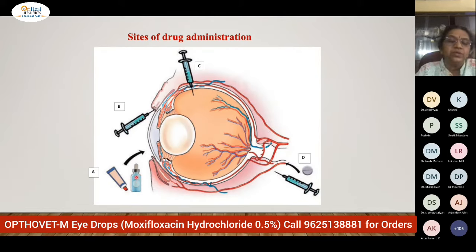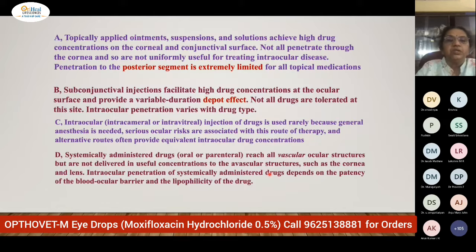For example, drops, drop containers, and ointments go into the conjunctival cul-de-sac. For subconjunctival, you need a needle or a cannula, then intravitreal, then retrobulbar or periocular injections. So all topically applied ointments and suspensions are absorbed through the cornea and conjunctiva, but they do not penetrate the cornea.